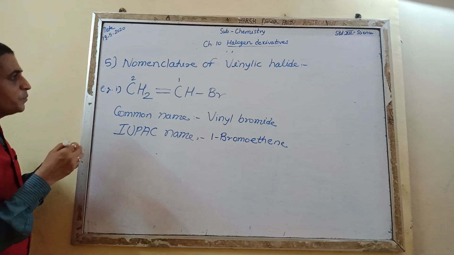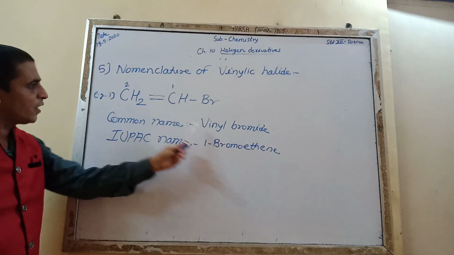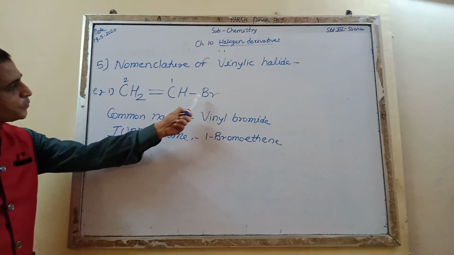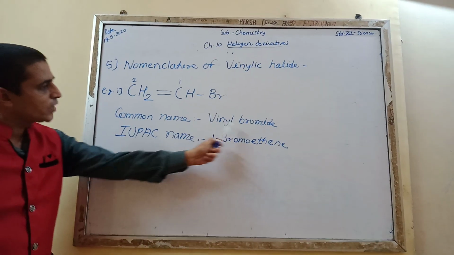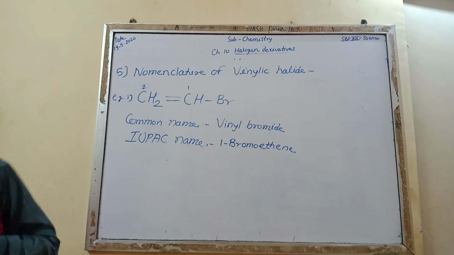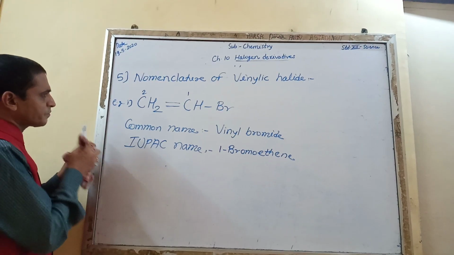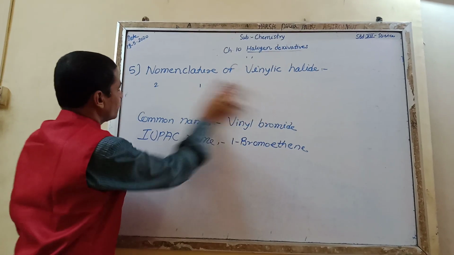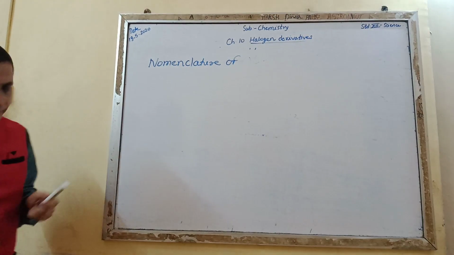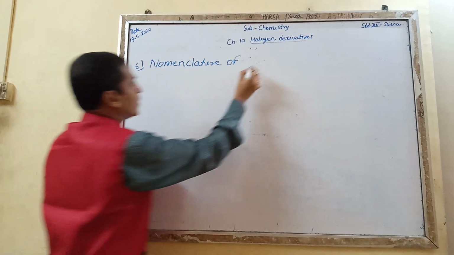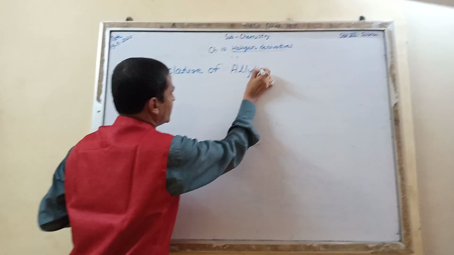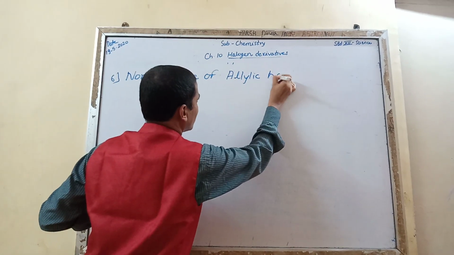Similarly, if Br is replaced by I, then you get vinyl iodide, and here you get 1-iodoethene. If Br is replaced by Cl, then you get vinyl chloride, and the IUPAC name 1-chloroethene. We can proceed for the next compound. There is nomenclature of allylic halide.